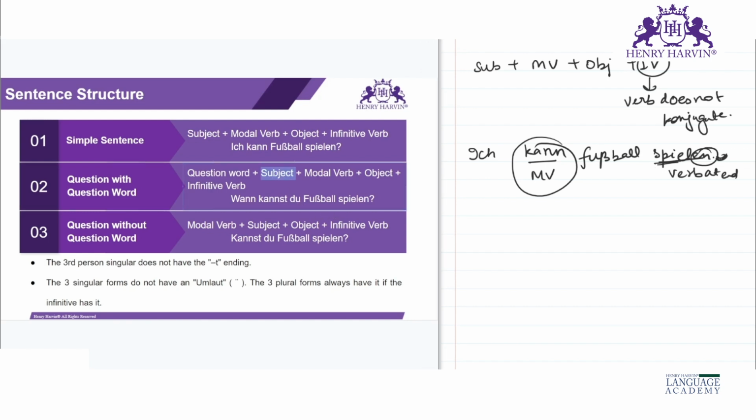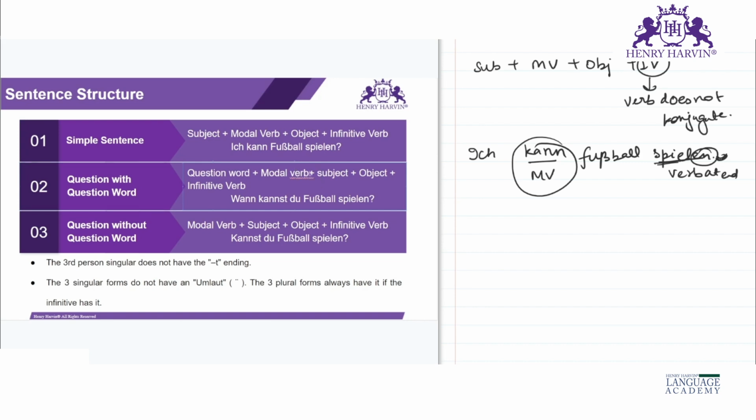So here we will not write the subject first; rather we write the modal verb, and then the subject part comes. This is how we write the sentence for a question with a question word. Here you can see Wann kannst du Fußball spielen.